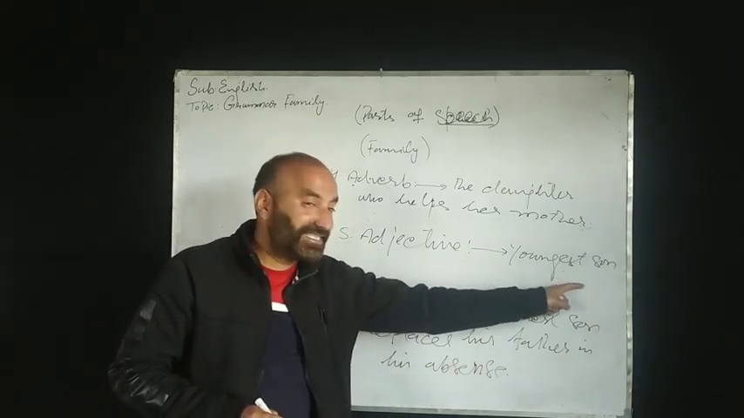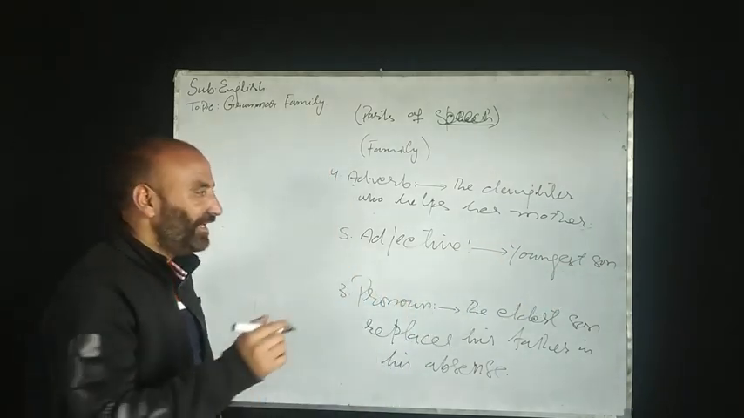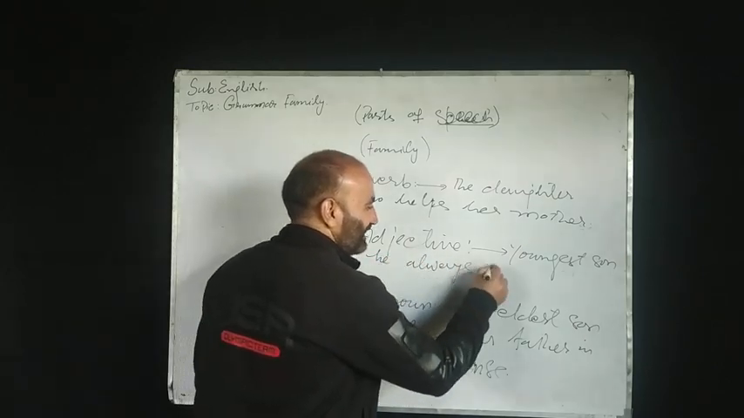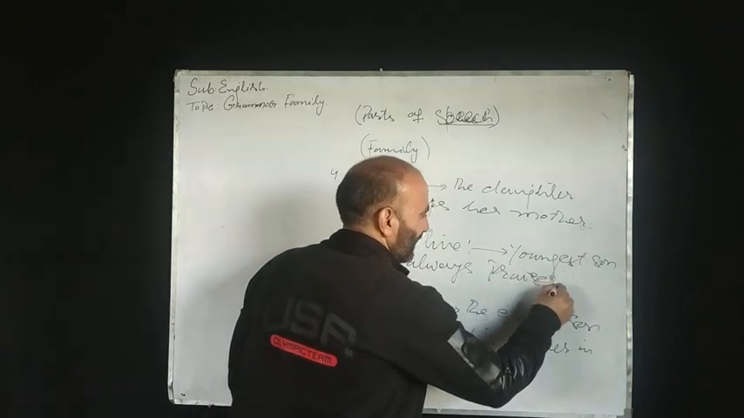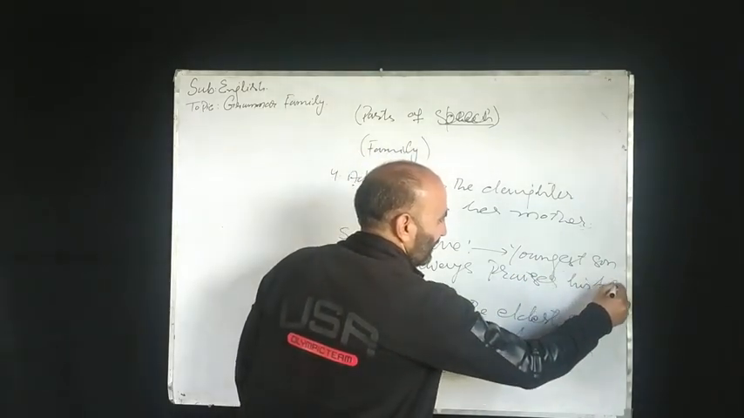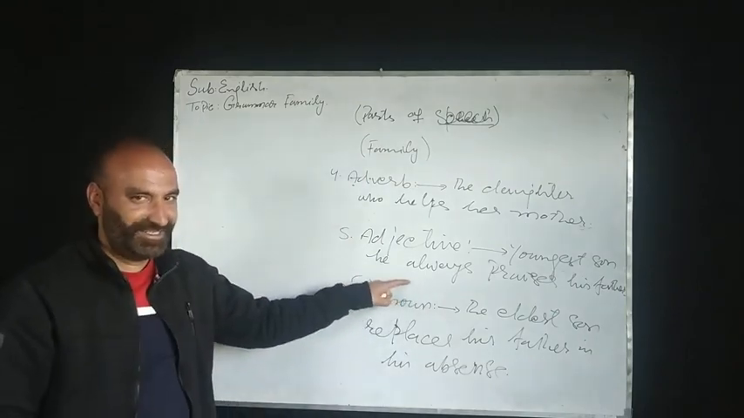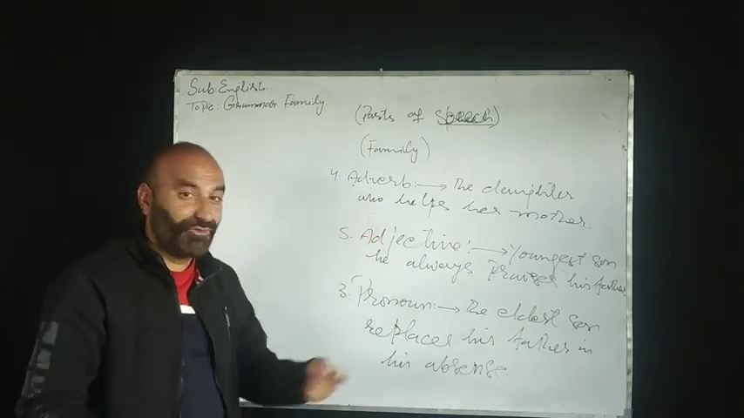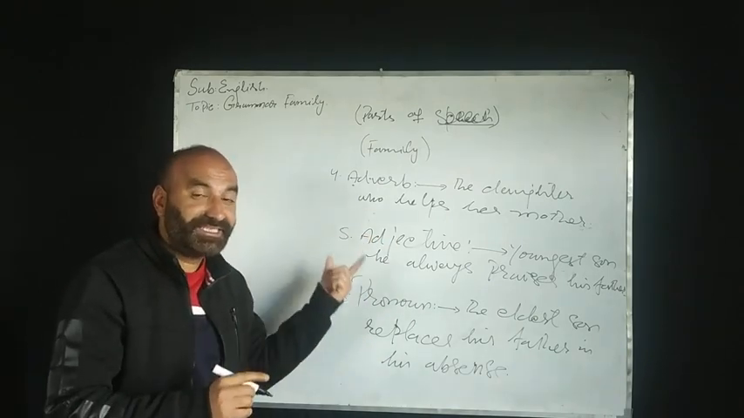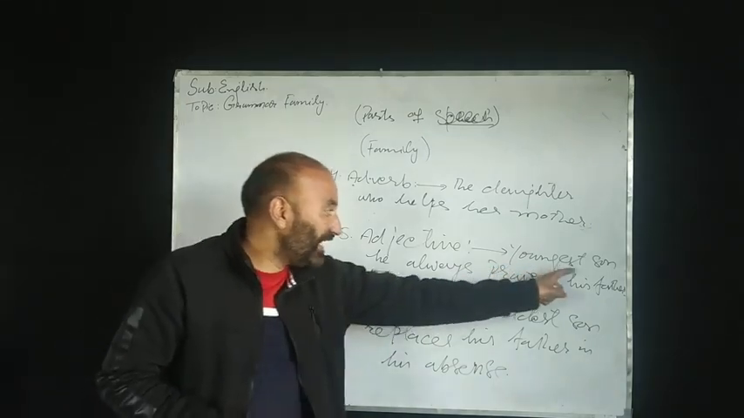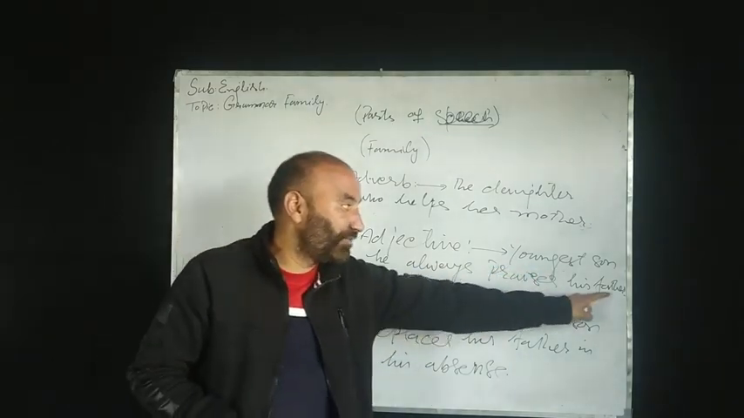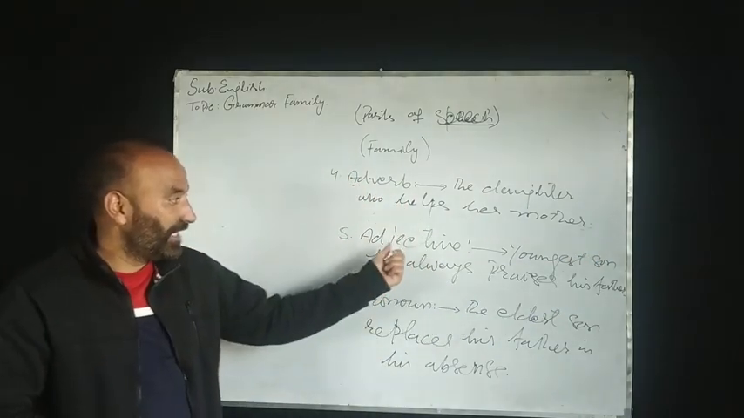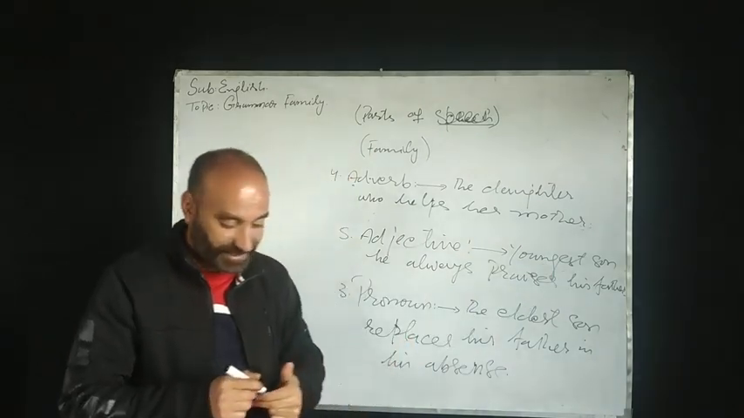Now this youngest son of our grammar family, he always praises his father. That's why he is the youngest son. Adjectives, they tell us more about nouns. Who's the noun of our family? That's the father. That's why the youngest son, he always praises his father. Who's the father? Noun. That's why I call this adjective the youngest son.